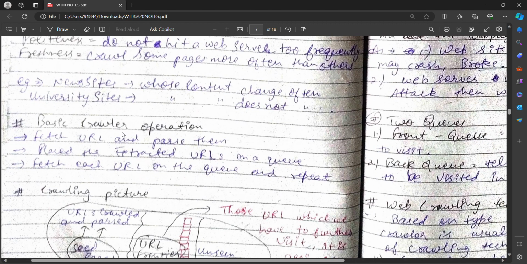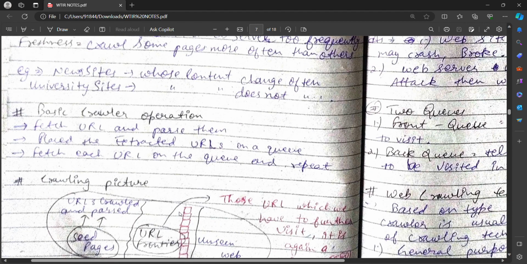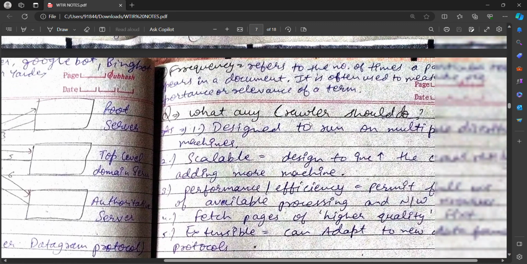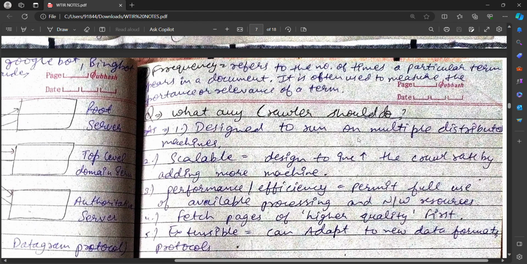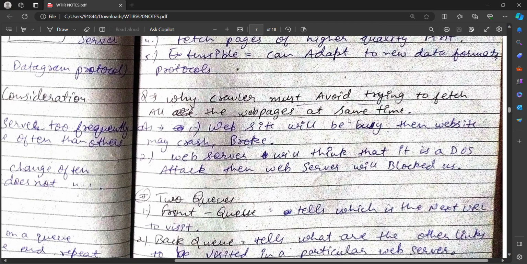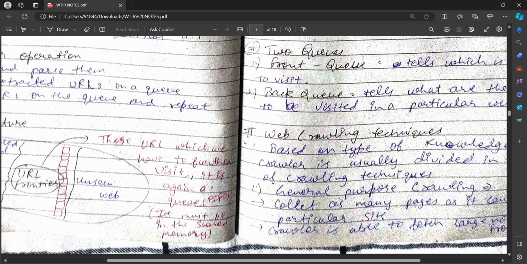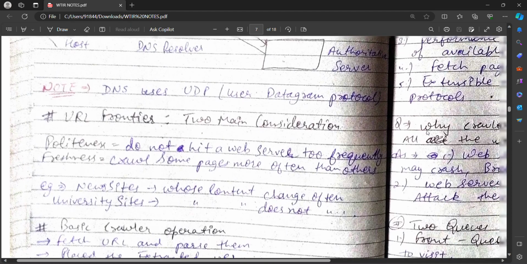Now there are some basic crawler operations and the crawling picture, and we'll discuss these in another lecture. After that we'll discuss some questions, like what any crawler should do, and why a crawler must avoid trying to fetch all the web pages. We will also discuss web crawling techniques, which are very important to know.